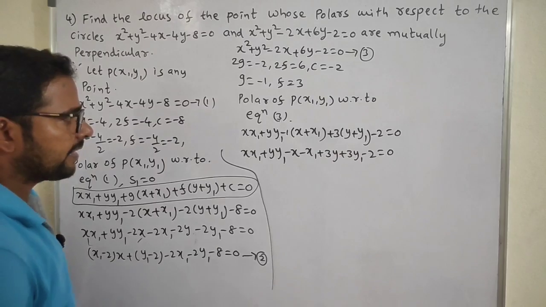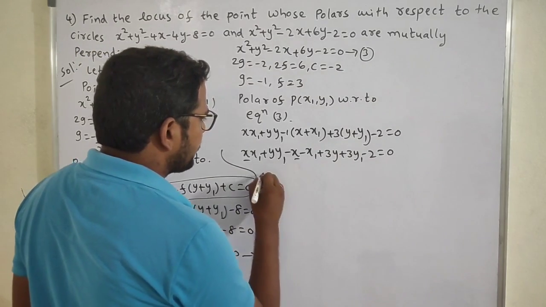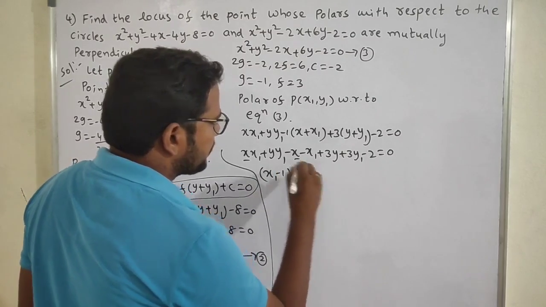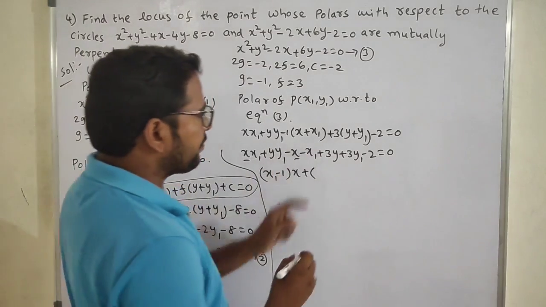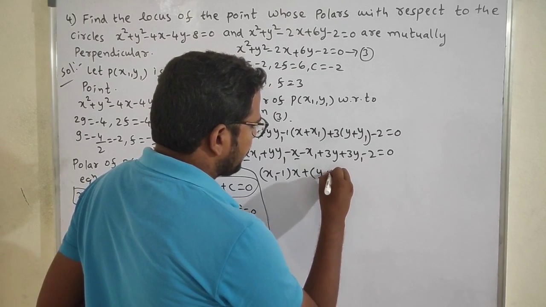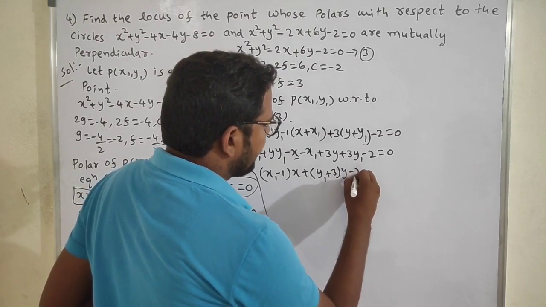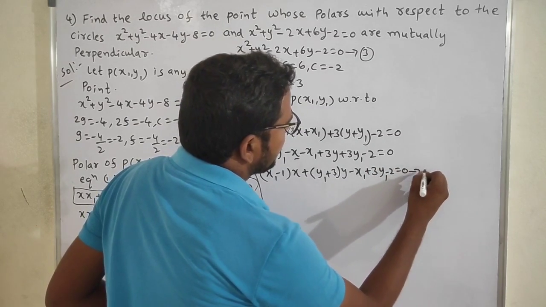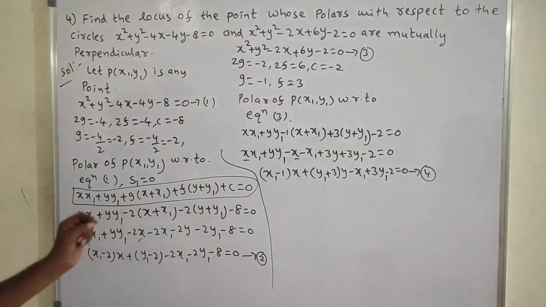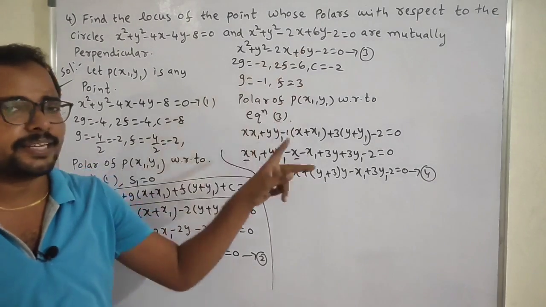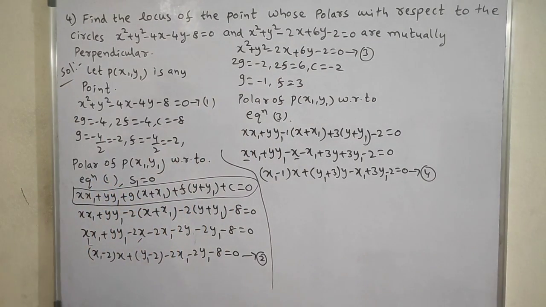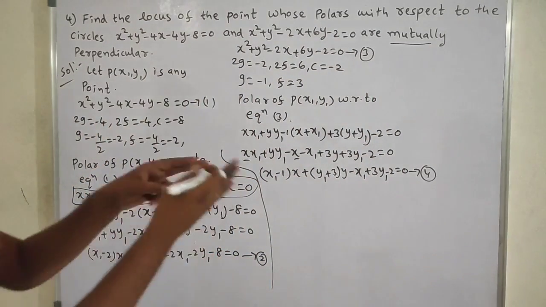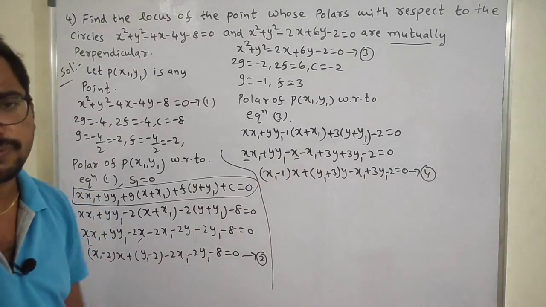Take out x terms common and y terms common. Here x is common, so what remains is (x1 minus 1) into x, plus y terms common, what remains is (y1 plus 3) into y. So the remaining is minus x1 plus 3y1 minus 2 equals 0. This is the polar of P(x1, y1) with respect to the second circle. The earlier one is the polar of the first circle. In our question it is given that the polars are mutually perpendicular: equation 2 and equation 4.